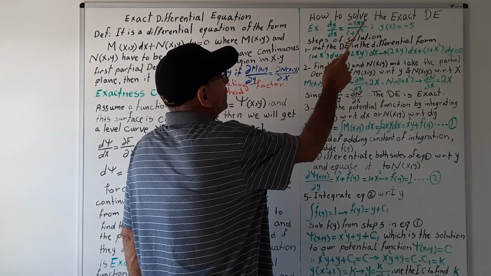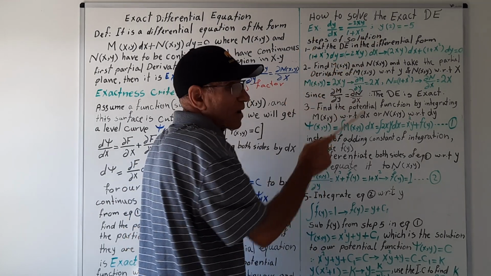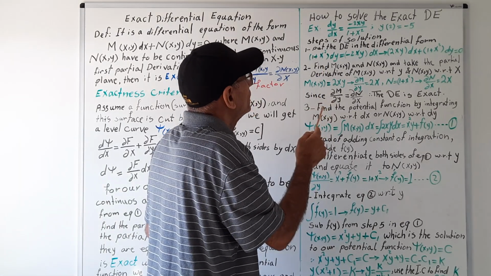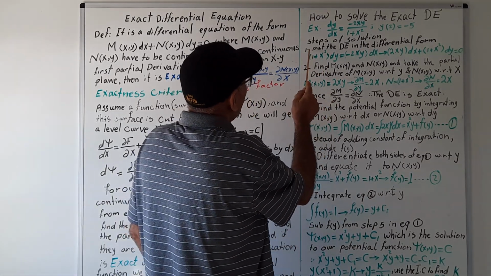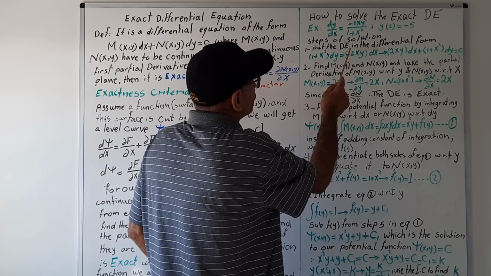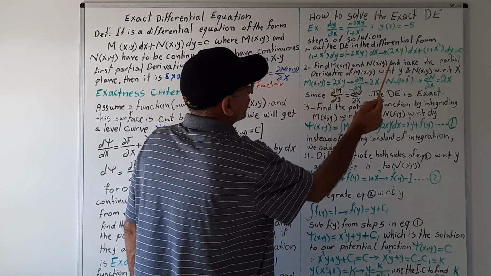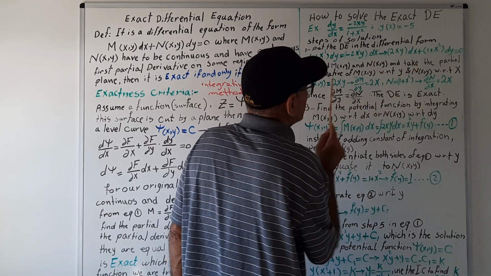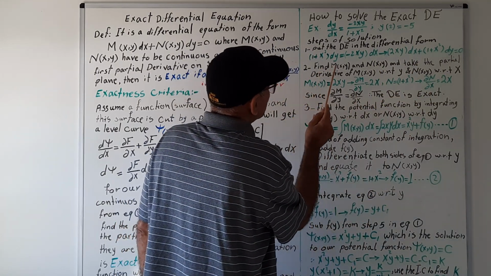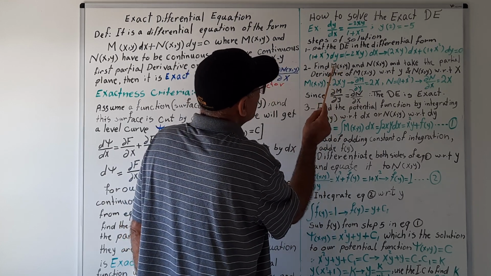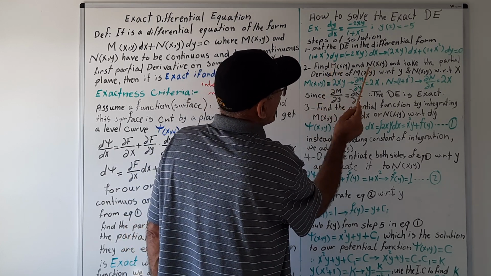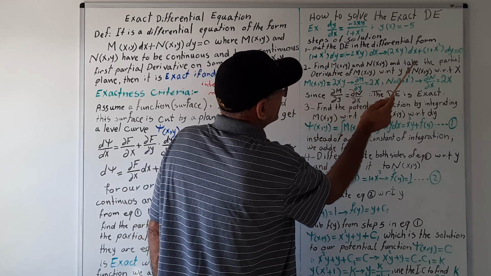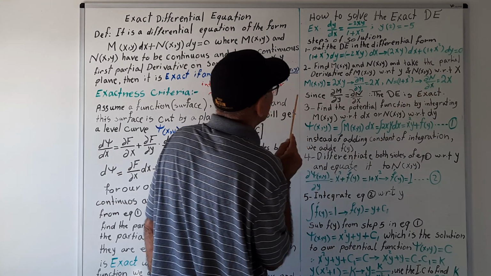How to solve the exact differential equation? Here we have an example, and we will go step by step on how to solve it. So first, put the differential equation in the differential form. Here is our differential form, equals 0. There is a plus sign here. Find the function M, and N, and take the partial derivative of M with respect to y and N with respect to x.